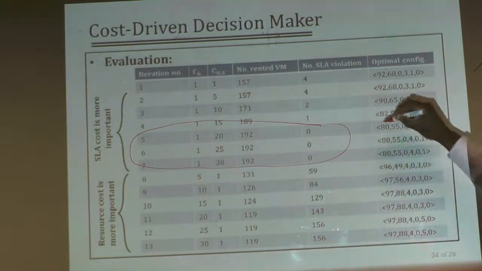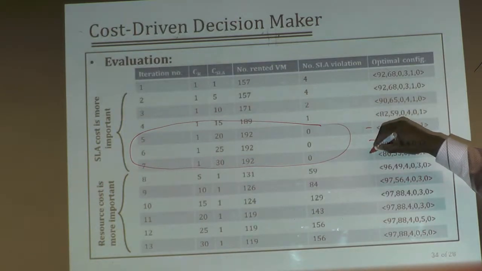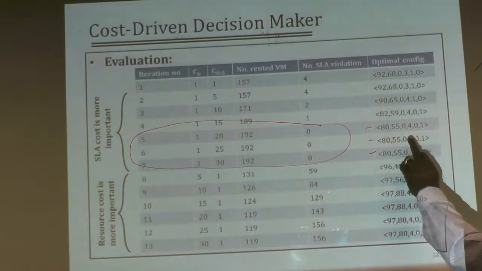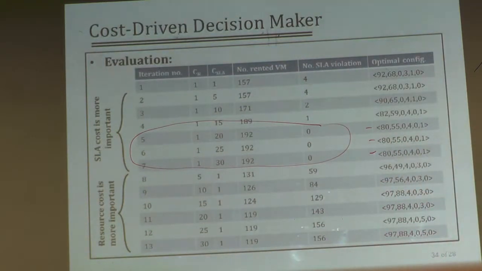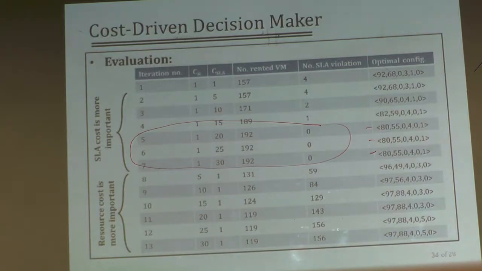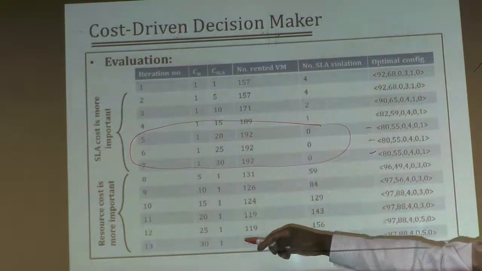Which means that you have 3 configurations. You know those 6 parameters? This is 1, 2, 3, 4, 5, 6. They are valid for them. So you can choose any of those configurations if what is important to you is the SLA cost. Now, if what is important to you is the resource cost, then we have that too.